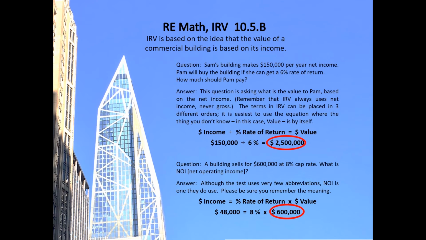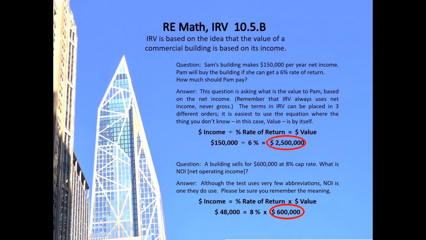Here's another IRV question. A building sells for $600,000 at 8% capitalization rate, or if you're cool, you call it cap rate. What is NOI, net operating income? Now, although the test uses very few abbreviations, NOI is one they do use, so please be sure you remember the meaning, net operating income.